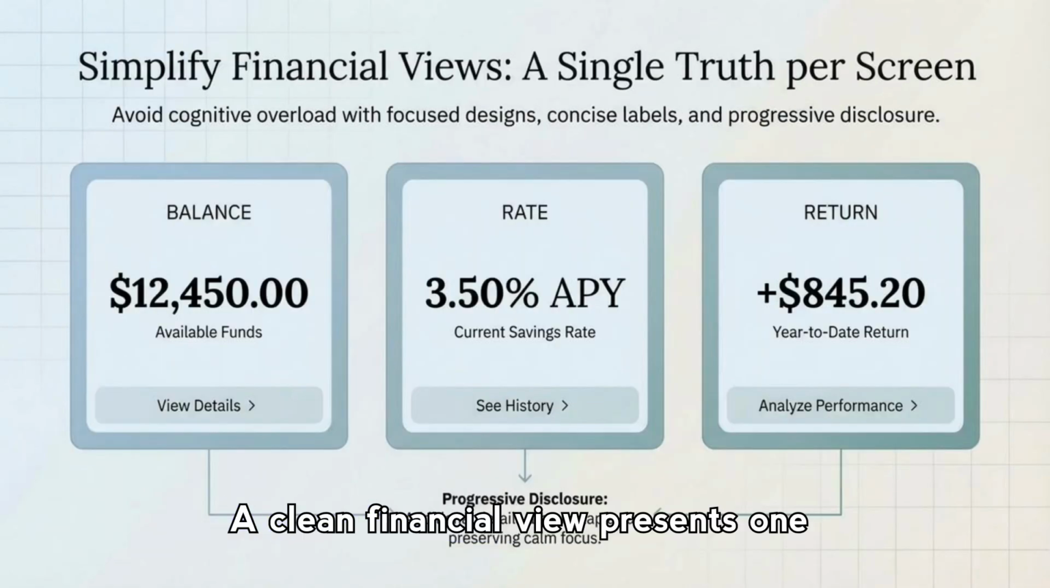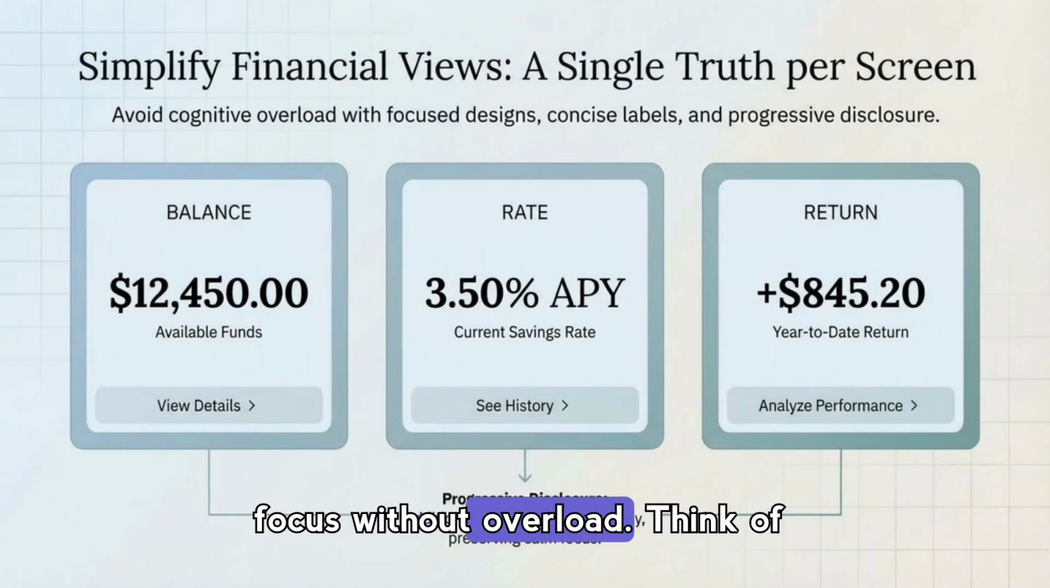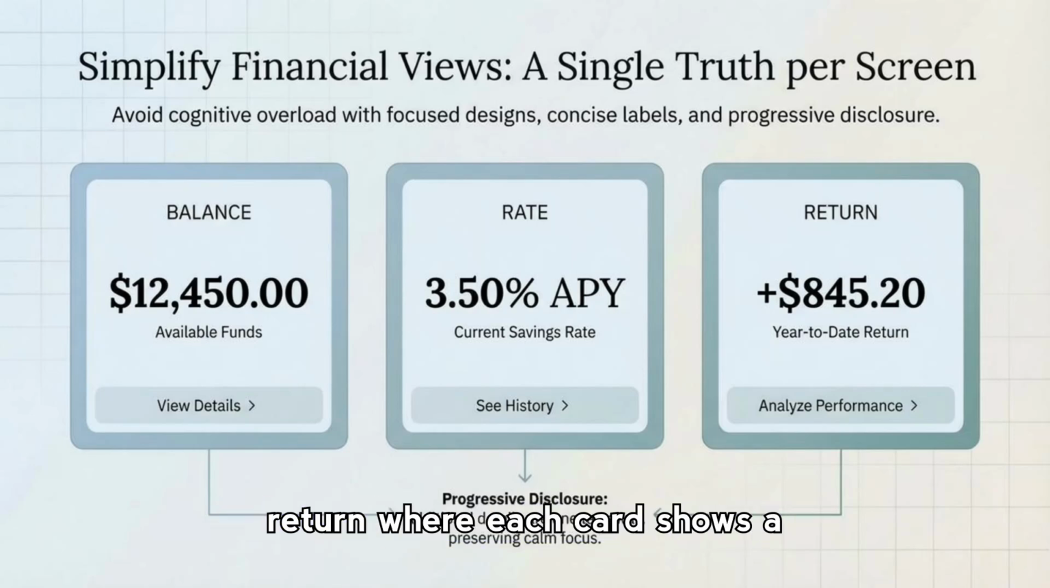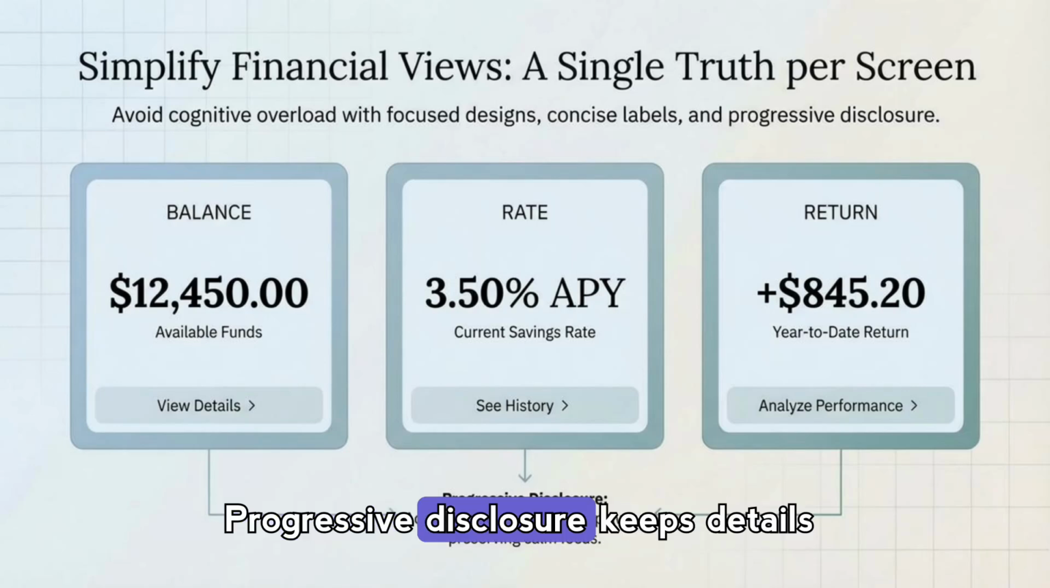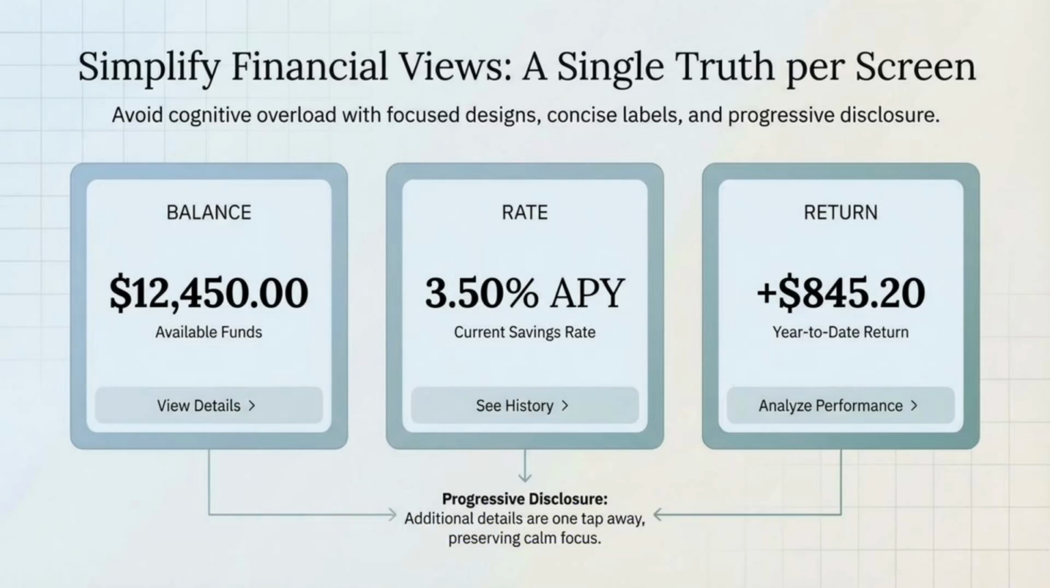A clean financial view presents one clear truth per screen so users can focus without overload. Think of separate cards for balance, rate, and return, where each card shows a single, prominent number and one clear action to see more. Progressive disclosure keeps details one tap away, preserving calm focus while allowing users to dig deeper only when they want context or history.